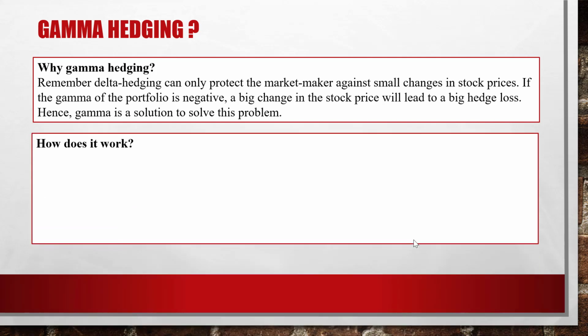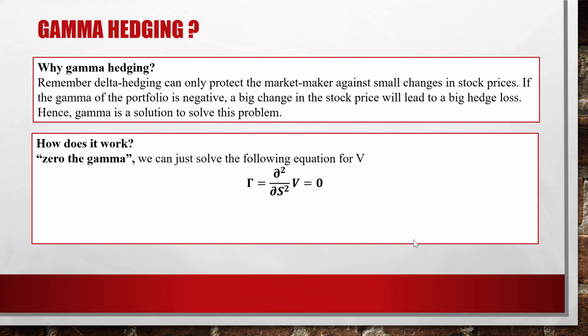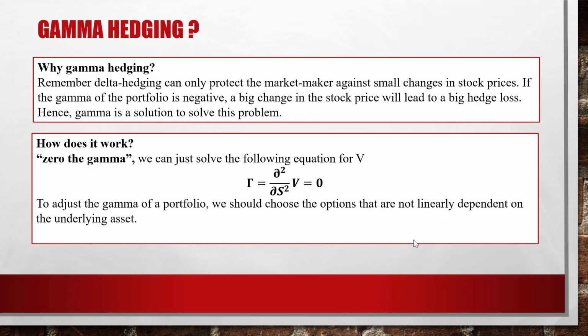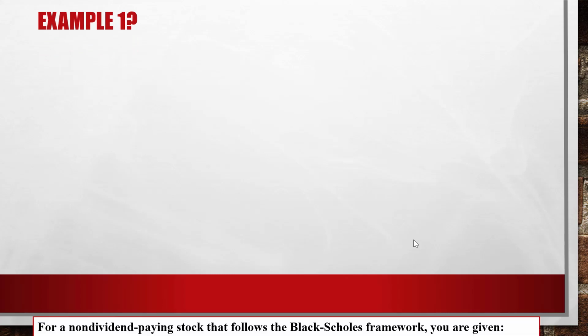So how does it work? It's really simple. All we need to do is zero the gamma, and we just need to solve the following equation for V. So here gamma is the second derivative of V with respect to S, and we need to zero out the gamma. And to adjust the gamma of the portfolio, we should choose options that are not linearly dependent on the underlying asset. So the optimal options are the ones with both gamma and delta 0. So that is how gamma hedging works. Alright, so that was all for the lesson.